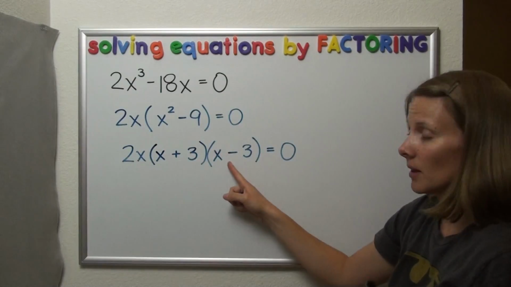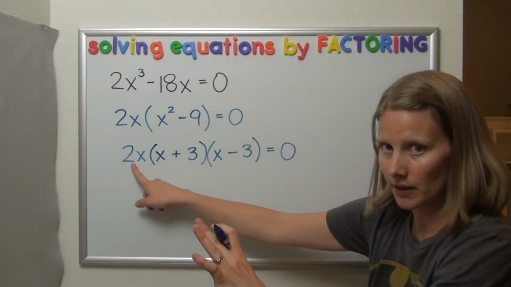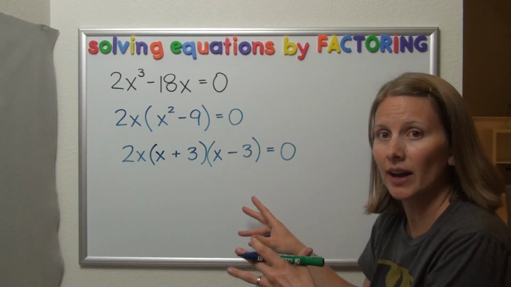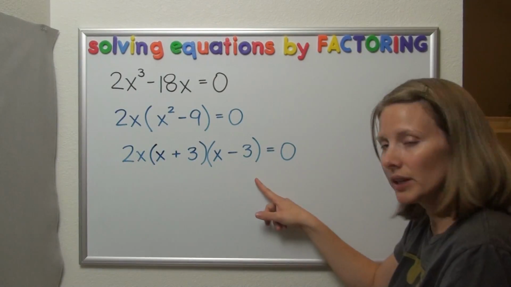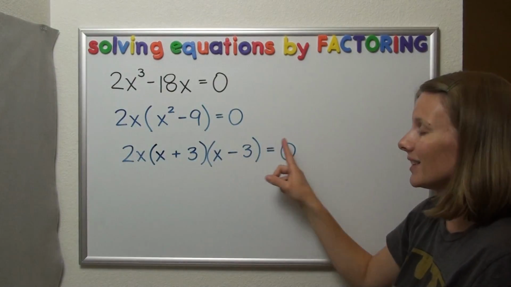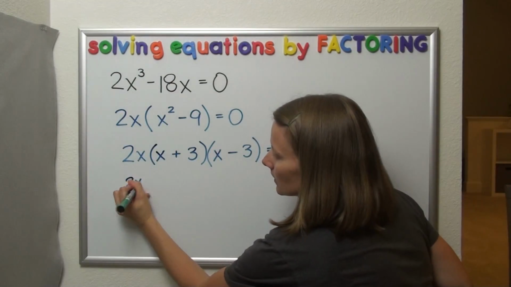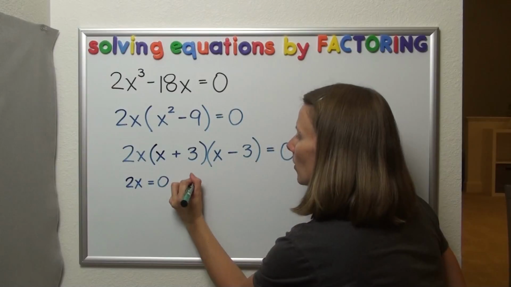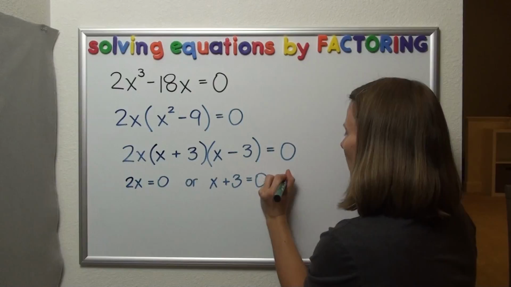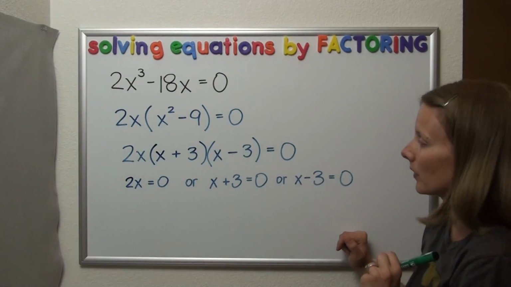Something times something times something. It is factored. Is it factored all the way? 2x is a GCF, we leave it. These two factors are linear because we don't have any visible exponents, and linear factors we can leave. So this is completely factored, and we know for step 3, if something times something times something is 0, one of them has to be 0. So either 2x equals 0, or x plus 3 equals 0, or x minus 3 equals 0.